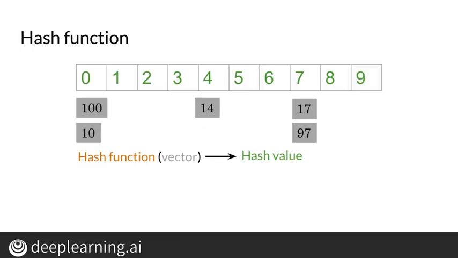In this example, here is a hash table, which is a set of buckets. In this case, the hash table has 10 buckets. Notice how the word vectors 100 and 10 are assigned to bucket 0. The word vector 14 is assigned to bucket 4, and the word vectors 17 and 97 are assigned to bucket 7. Do you notice a pattern? This formula here is the hash function that's being used to assign the word vectors to their respective buckets. The modulo operator takes the remainder after dividing by 10. The remainder is the hash value that tells us where the word vector should be stored. For example, 14 divided by 10 has a remainder of 4, so it goes to bucket 4.